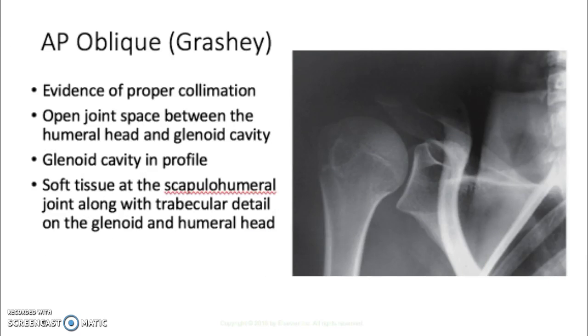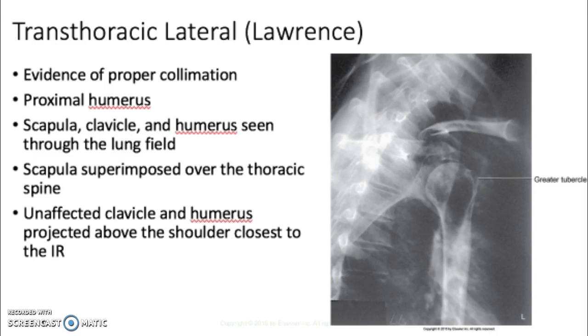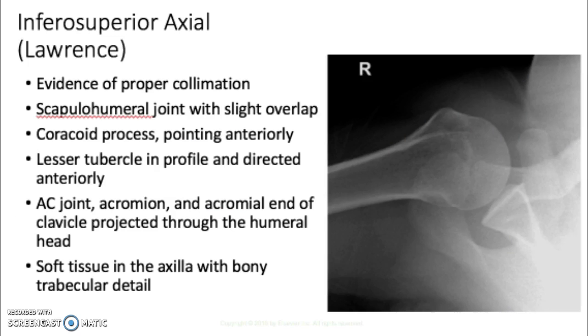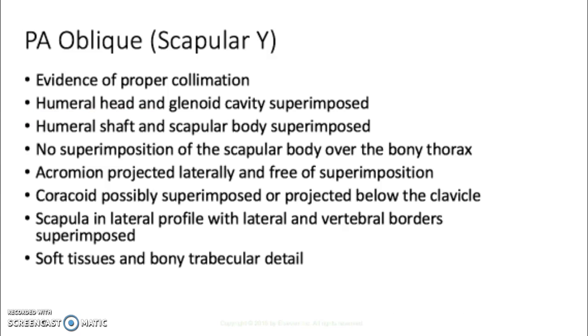Here's a Grashey view. I want you to be able to name all of the anatomy from this angle. And the transthoracic, we saw that view earlier. It's a really nice view. Here's the axial view. That's the one that's kind of tough, getting your angles in there right. And this is what you want to see on your scapula view.